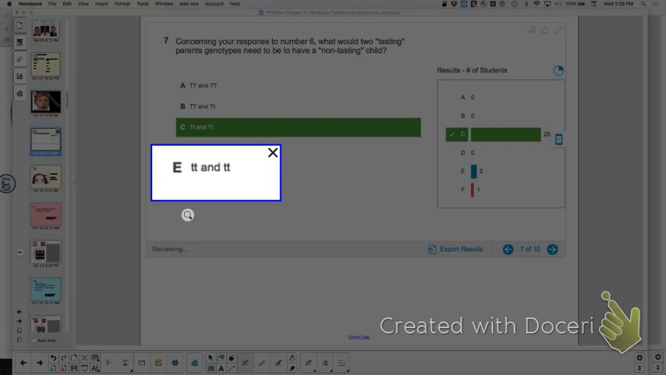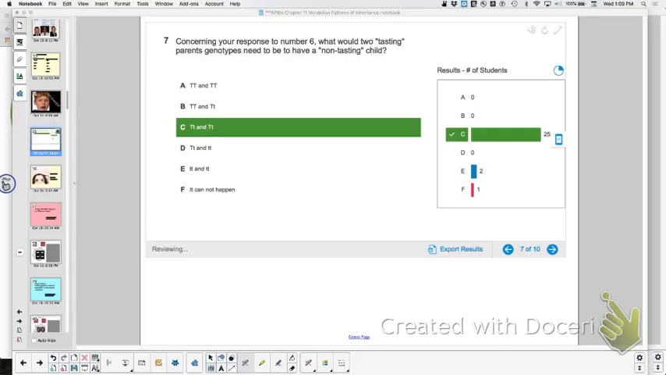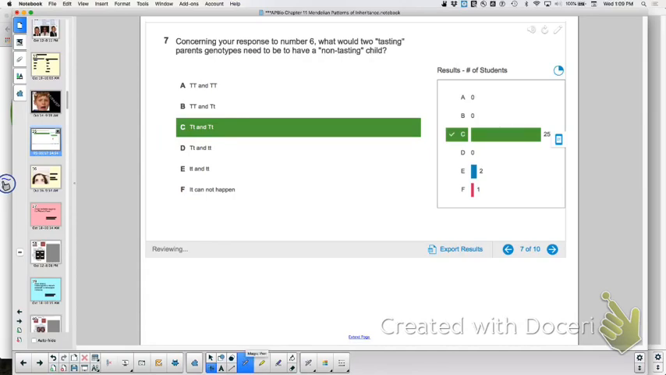They have to be tasting parents. Okay? Those are not tasting parents. Those are non-tasting parents. Yes, it is true. Non-tasting parents will have non-tasting children. But we specifically said two tasting parents. Right? Check with your bio buddy because there's just a few of you that missed that one and make sure they're okay with it now.